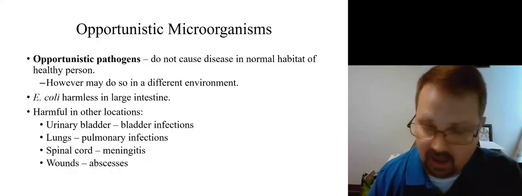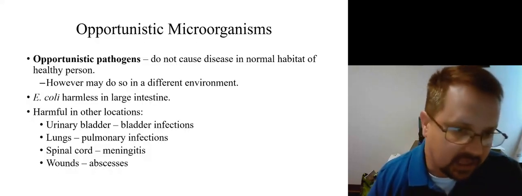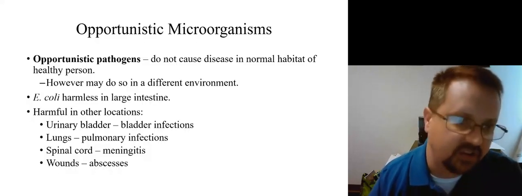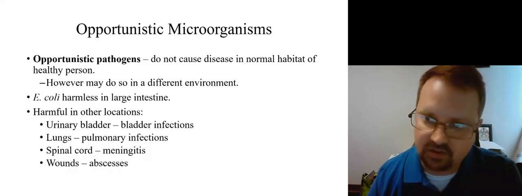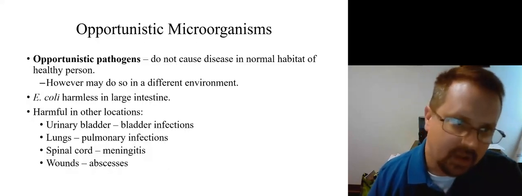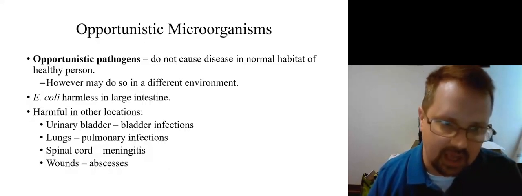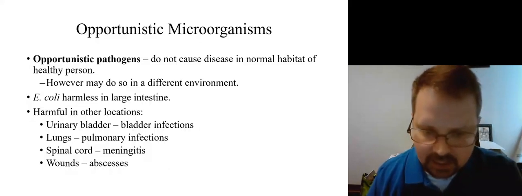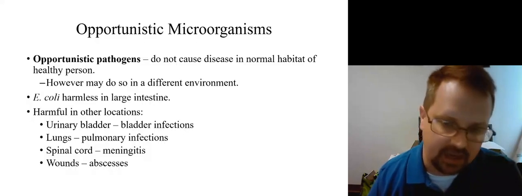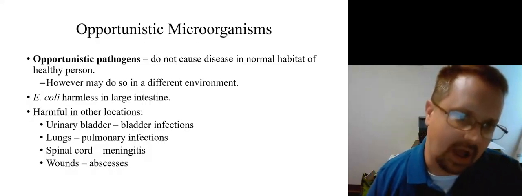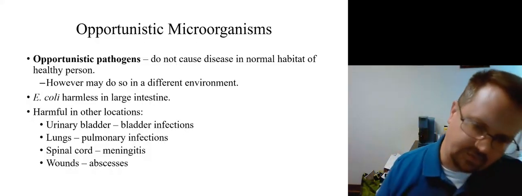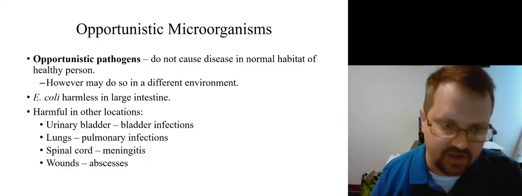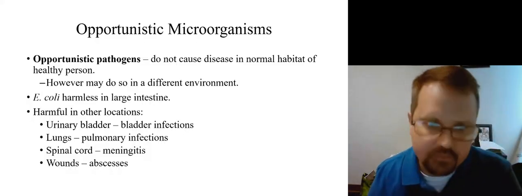In the urinary bladder, it can cause bladder infections. In the lungs, it can cause a pulmonary infection. In the spinal cord, it can result in meningitis. In wounds, it can cause abscesses. So there are lots of things that go on with pathogens. For example, E. coli is normal and healthy in your intestines, but not anywhere else. That's why females have to learn to wipe properly, front to back, not back to front, so you don't get fecal matter in your urethra.